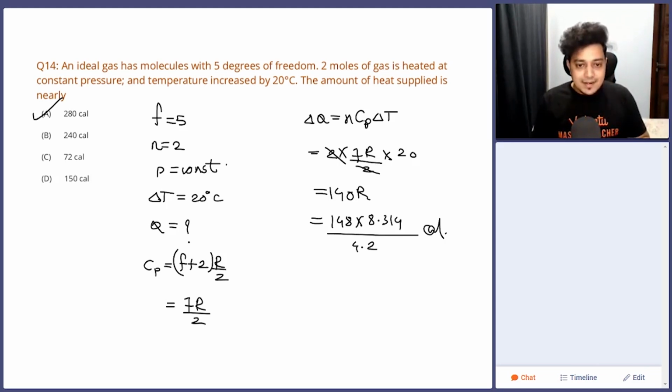Sorted? R value is 8.314 because we have solved in SI units, and this will be in joules. We have to convert it into calories, so divide by 4.2. You can do the approximate calculation. See, 8.3 and 4.2 are nearly double. So 148, nearby 150, into 2, nearby 300. So 280 is the close answer.